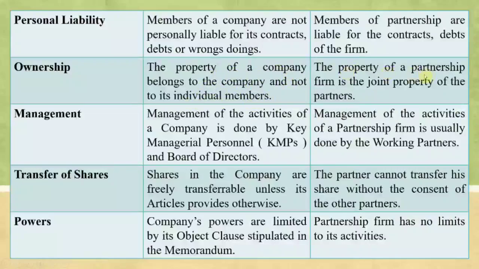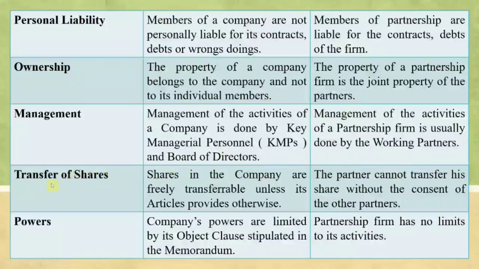But the property of a partnership firm is the joint property of the partners. Matlab, whatever the property is in the partnership firm, it is the joint property of all the partners who have formed the partnership firm. The next point is management. Management of the activities of a company is done by key managerial personnel, which we call KMP, and the board of directors. Means the company's management work is done by the key managerial personnel and the board of directors. While in the case of partnership, the management is done by the working partners.